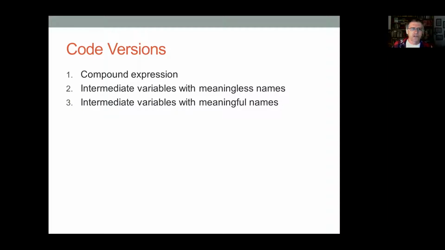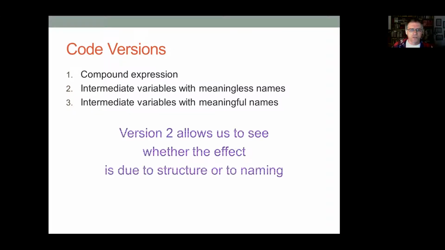Importantly, each of these functions has 3 versions. One using the compound expression, a second using intermediate variables but with meaningless names, and finally a third with intermediate variables with meaningful names. The fact that we have the middle version enables us to distinguish between effects due to structure and effects due to naming.